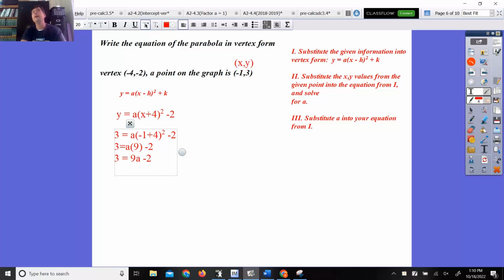What are you going to do with your counter? How are you going to counteract your subtraction? Addition. And what's that a value again? How are you going to counteract the multiplication? So what is a? 5/9. Not 9/5. 5/9.